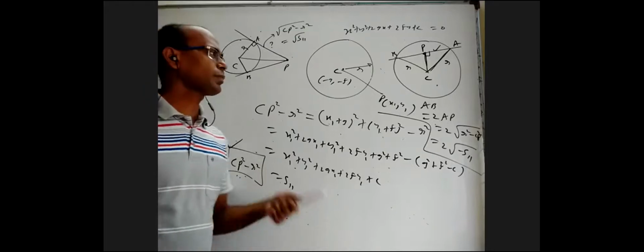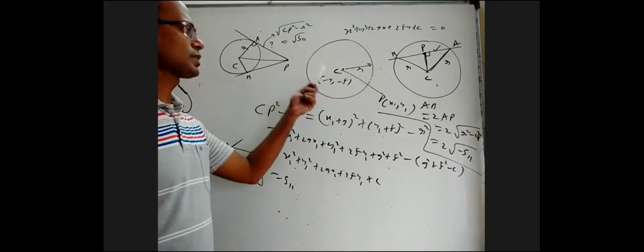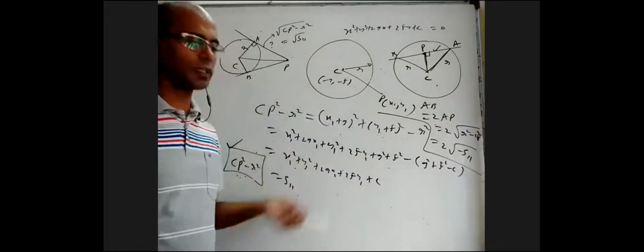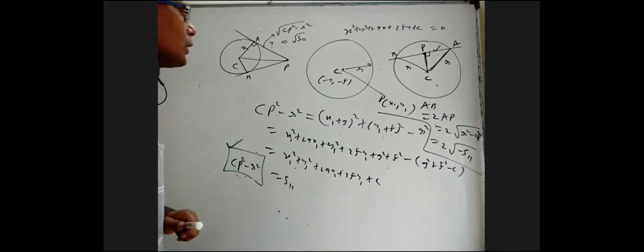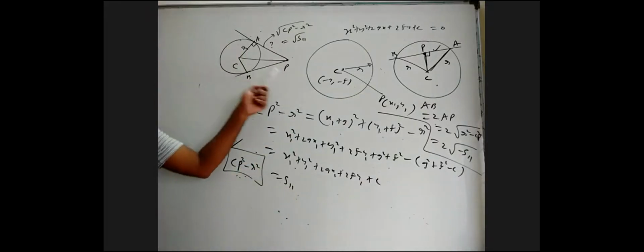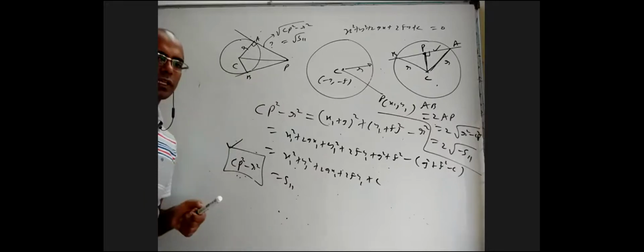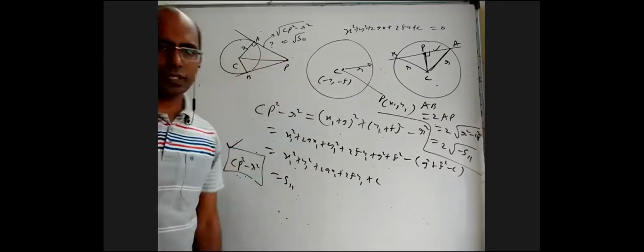Second point I made is if power is positive, the point is outside. If power is negative, the point is inside. If the point is on the circle, power is 0. Third point I made is if from an external point you draw two tangents to a circle, they're equal. Each one of them has length root S1.